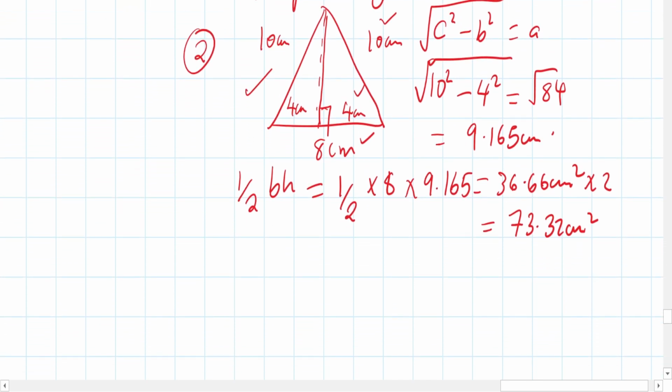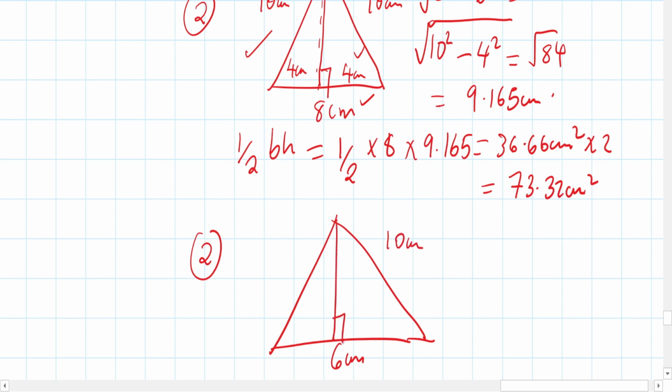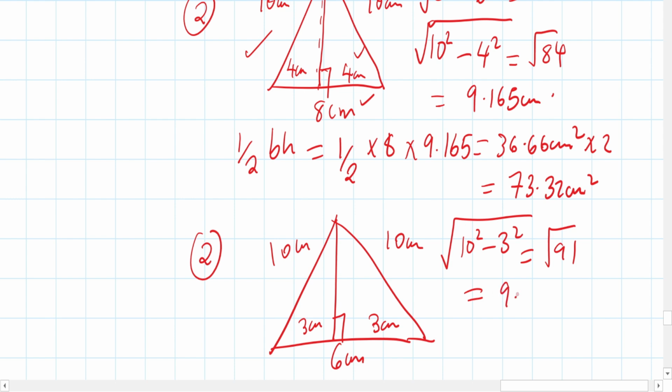We have 2 triangles that look the same as this one. Now the other 2 triangles will have a different base, which will look like this: base of 6 centimeter, and hypotenuse 10 centimeter. Now let's search for the height. If you divide the base by 2, this is going to be 3 centimeter. Using Pythagoras Theorem, we say 10 squared minus 3 squared, square root that. So 100 minus 9 is going to give you 91. Root of 91 is going to give you 9.539 centimeter. It's our height.